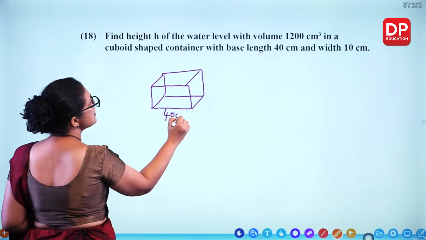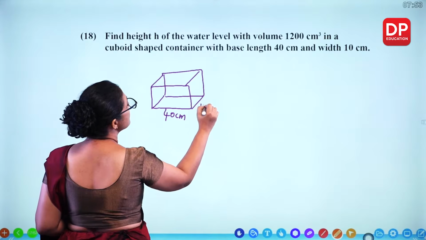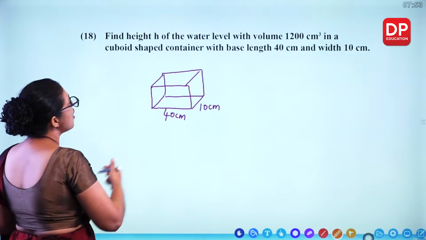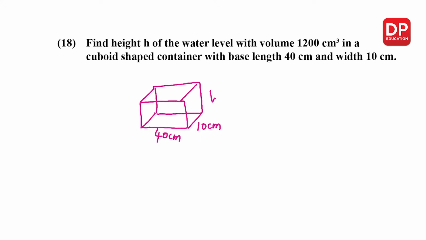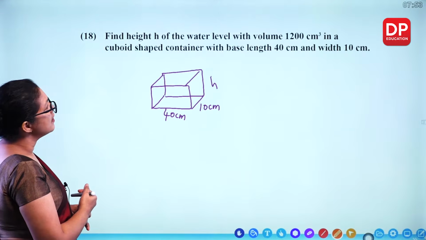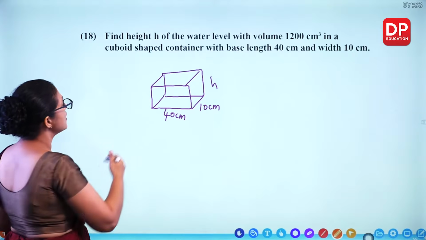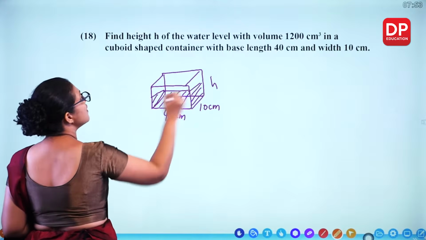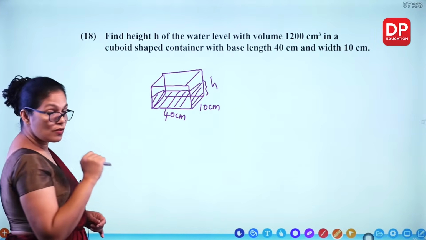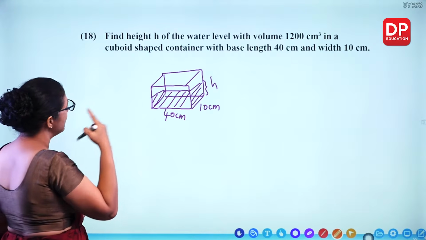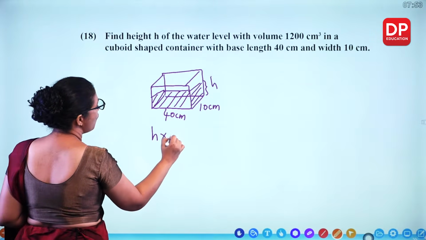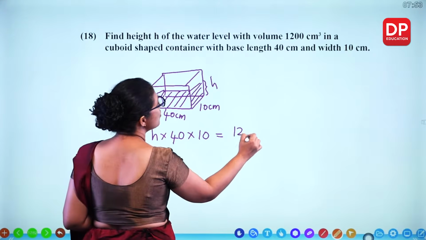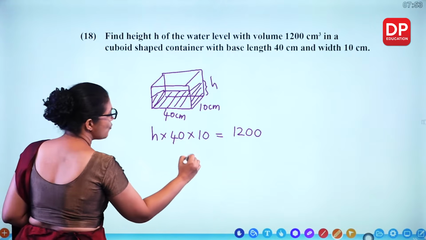So that means a cuboid with length 40 centimeters and width 10 centimeters. That's the base length and width. So the volume is given. You are asked to find the height h. Find height h of water level with volume 1200. So here we don't know which level. So we'll see. This is water level h. So how do we find the volume of water? h into 40 into 10, length into width into height, is equal to 1200.